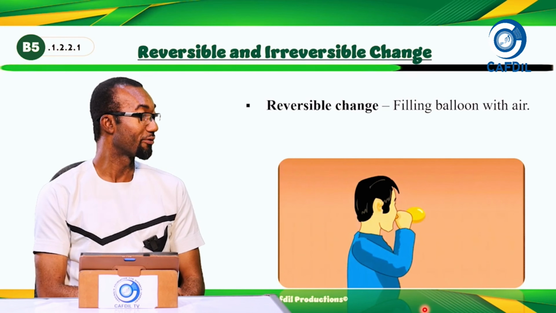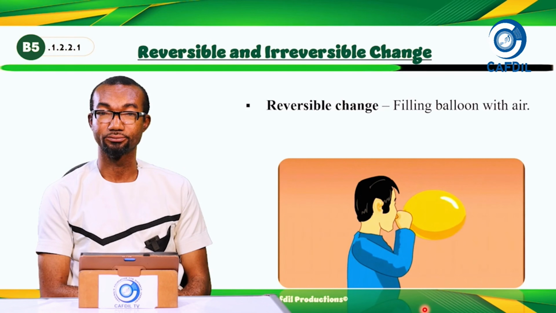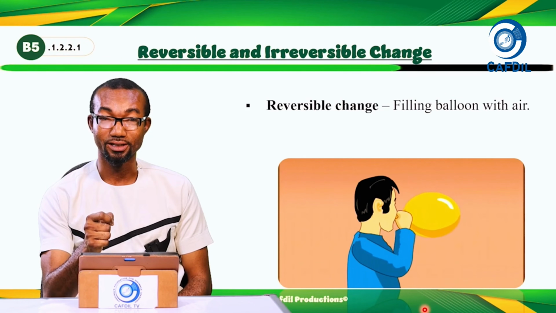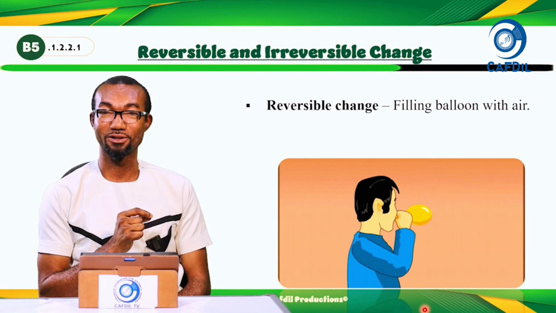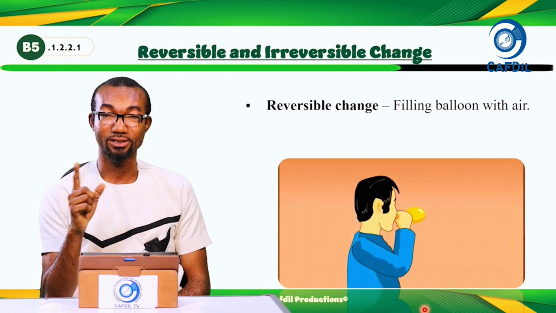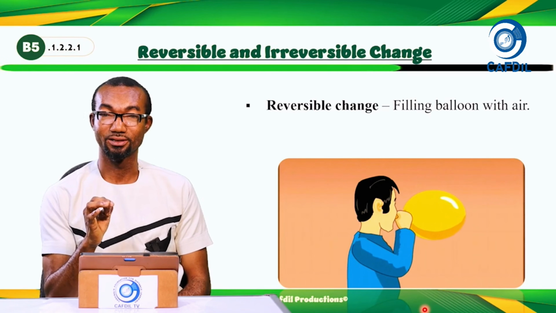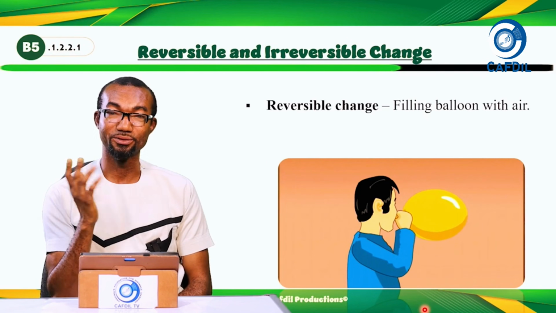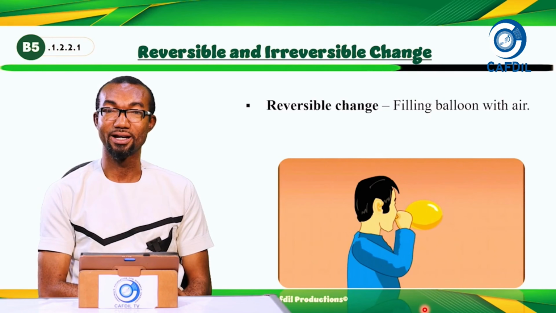Now let's go to filling of a balloon with air. If you put a reasonable amount of air, the word is reasonable, into the balloon, you can let it out to get your balloon back in a deflated form. If you give more air to the balloon, it will burst. So if you fill a balloon with air, you can let the air out of it and you get the deflated balloon back. So that action is also a reversible change.